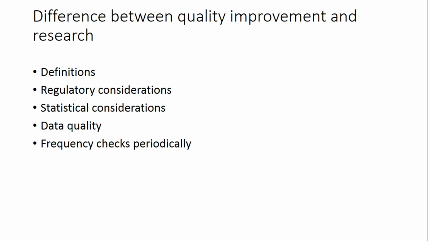The difference is that research generates new knowledge, something that wasn't previously known, however small, but still important. Whereas quality improvement is a way to close this quality gap and may or may not generate new knowledge.